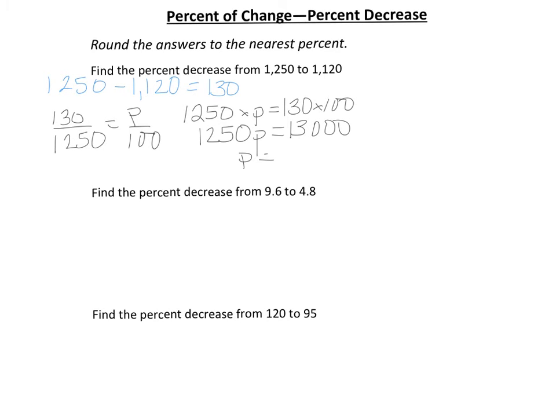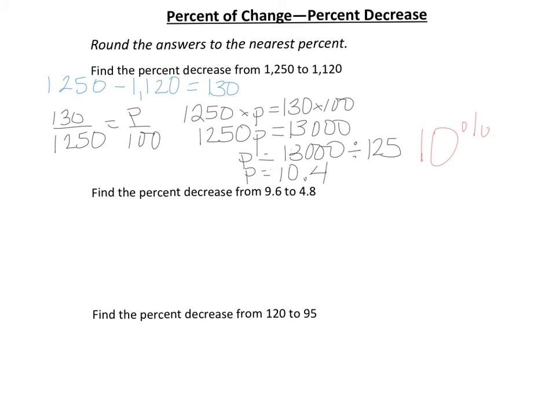Then divide. And we get that P is 10.4, which means that we're going to round to get 10%, because the 4 is going to round down.